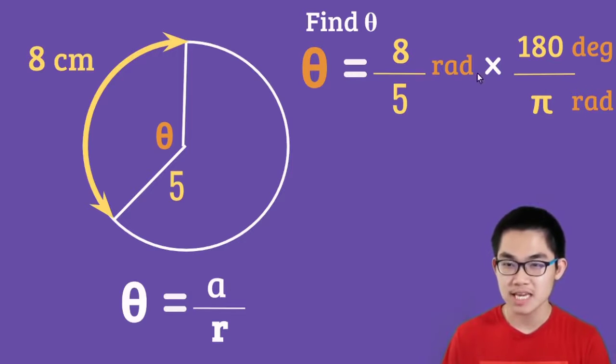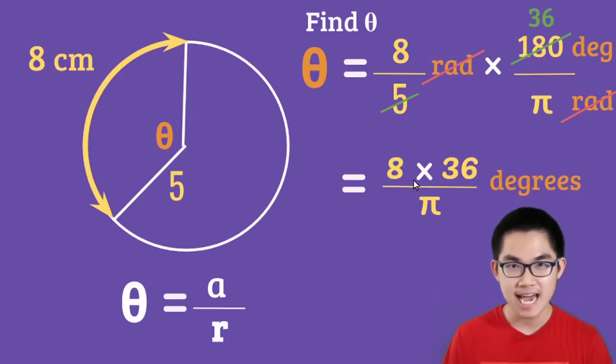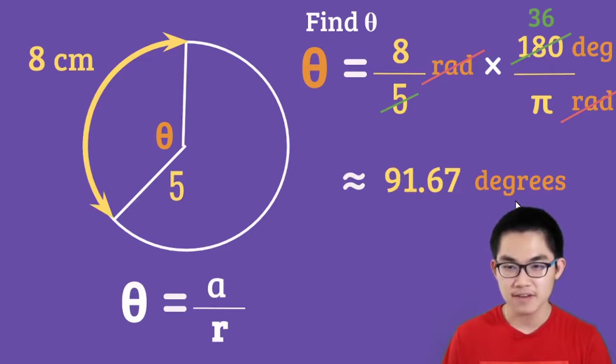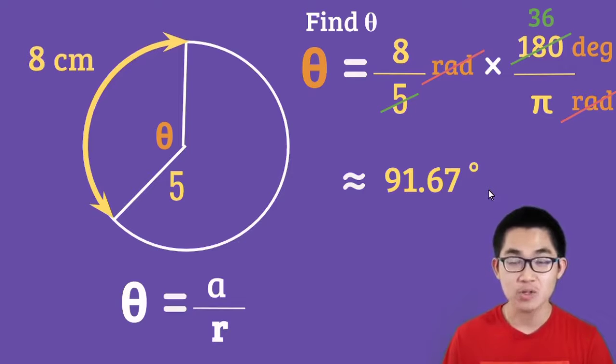But the reason why we do this is because we want to cancel out the radian unit and obtain the degree unit. And so we can also cancel out the 5 from the 180, and that gives us 36. So this multiplied by this gives us 8 times 36 over pi degrees. And if you put this into a calculator, it gives you approximately 91.67 degrees, or you can also write it with the circle on top, which stands for degrees. I actually made a video on how to convert between radians and degrees, and also from degrees to radians, and I will link it down in the description below. So check it out if you want to get a review on how to do the conversion.